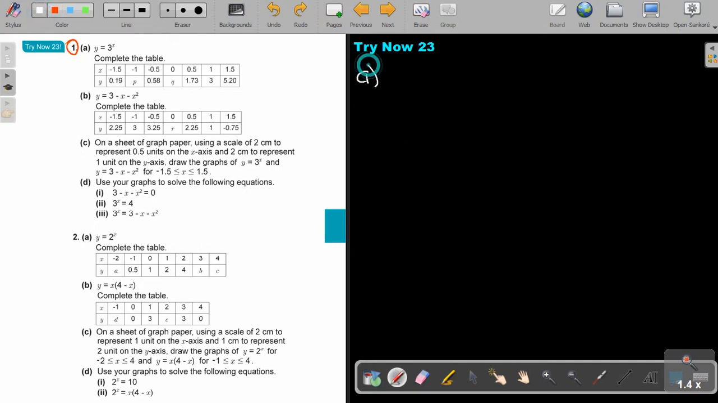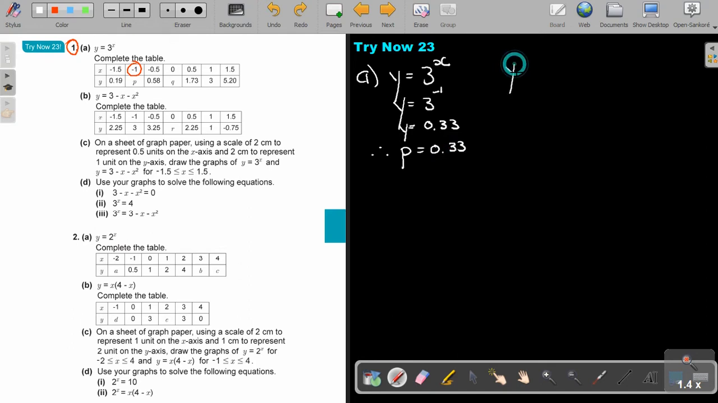So number A. This is y is equal to 3 to the power of x. Complete the table. I must find p. The value there is -1. So y is equal to 3 to the power -1, which is actually just a third. If I'm using 2 decimal places, just like they did, then y is going to be 0.33. So P equals 0.33.